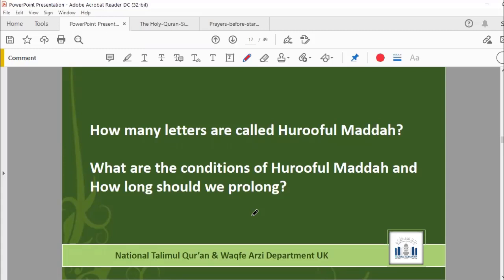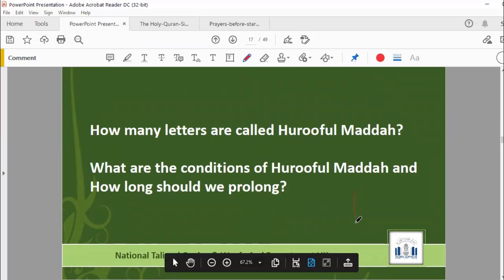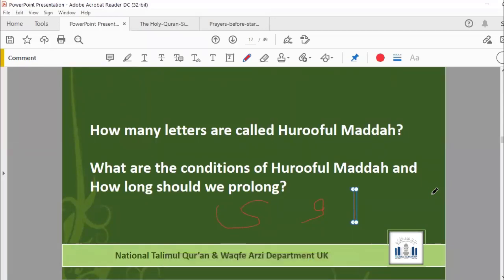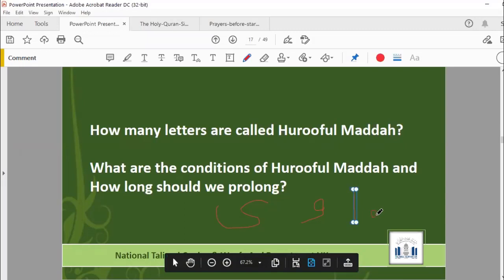You can come back, or Nusrat Adam, or any other student, please. Assalamu alaikum. What are the conditions of Huruf al-Madda and how long should we prolong? Alif, Waw, and Ya have been mentioned.